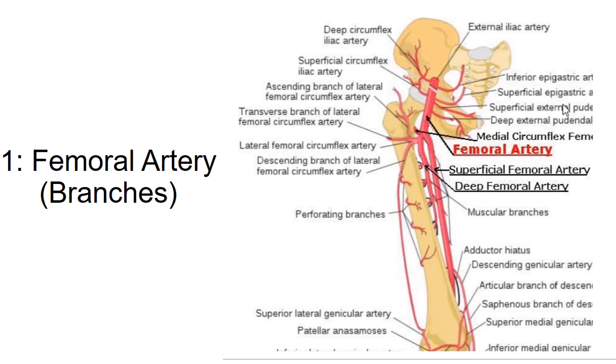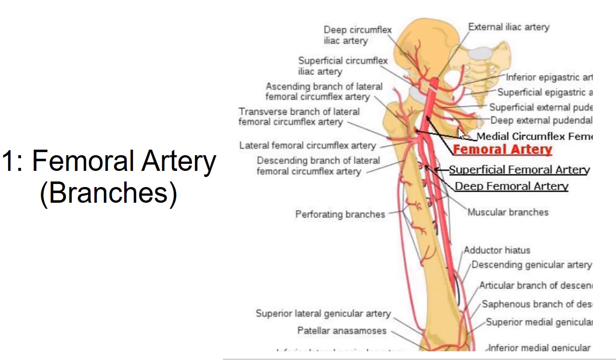The second superficial branch is superficial epigastric artery. This is a superficial epigastric artery. It supplies skin and fascia of lower part of anterior abdominal wall. Then comes superficial circumflex iliac artery. It supplies skin along the iliac crest.